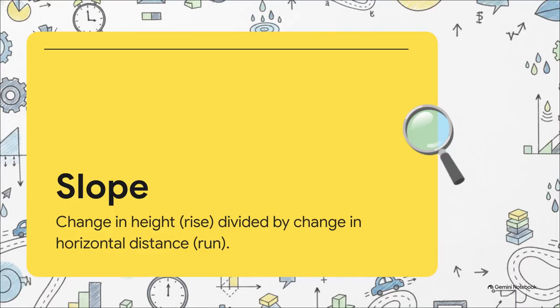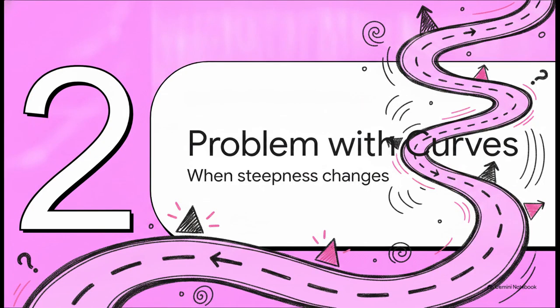So what does slope actually mean mathematically? Well, if you walk 10 meters forward on a perfectly straight road and the road rises 2 meters, your steepness is calculated by dividing that rise by the run. That's 2 divided by 10, which gives you a constant slope of 0.2 everywhere on that line. Every single time you move forward, the steepness stays exactly the same. No surprises.